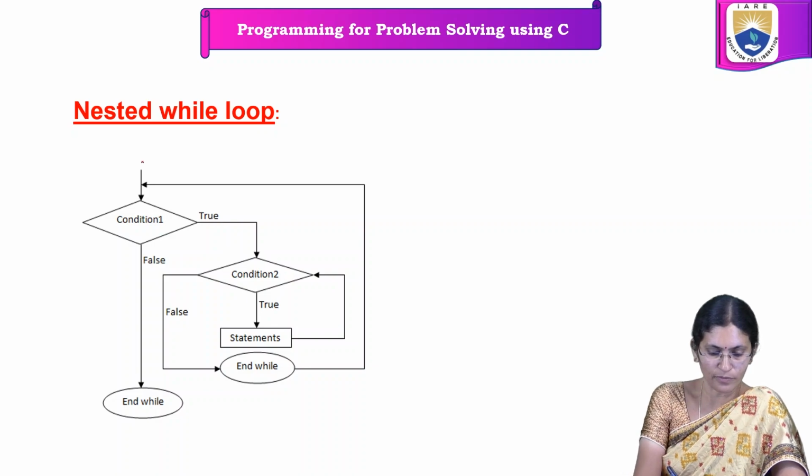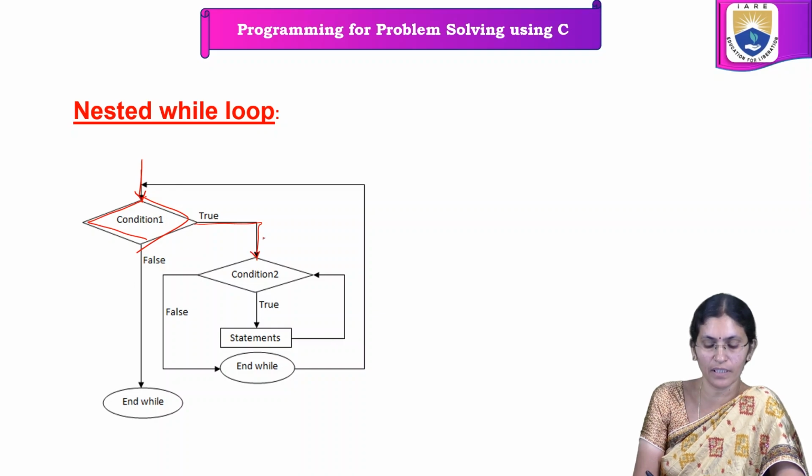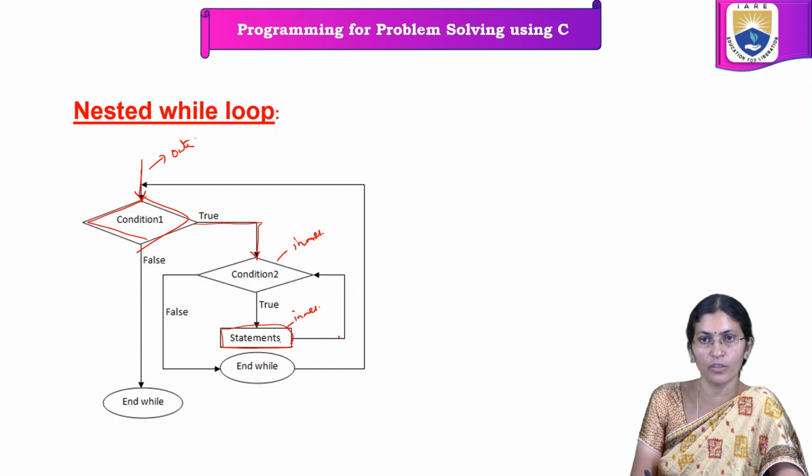So this is the flowchart. First, when the control is transferred, condition 1 is checked. When condition 1 evaluates to true, it will enter the inner while loop. This is the outer while loop condition and this one is the inner while loop condition. The inner while loop condition will be checked. If it is true, the statements inside the inner while loop, these statements, will be executed.